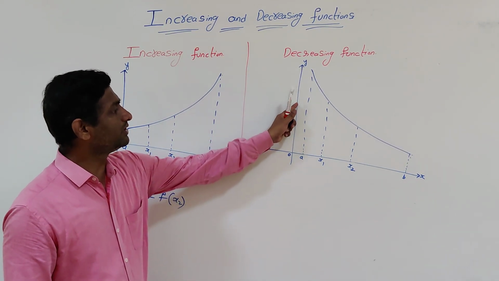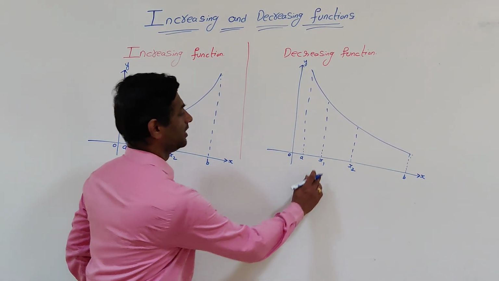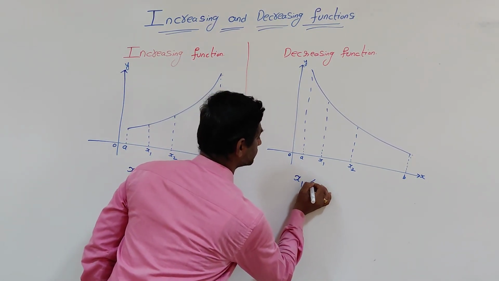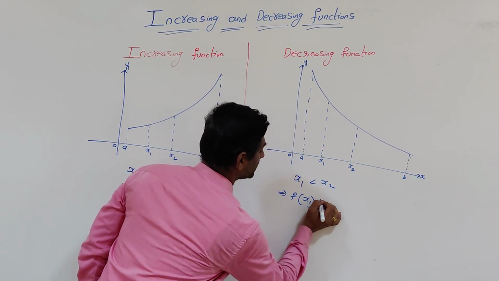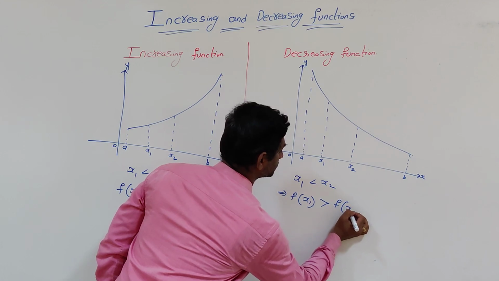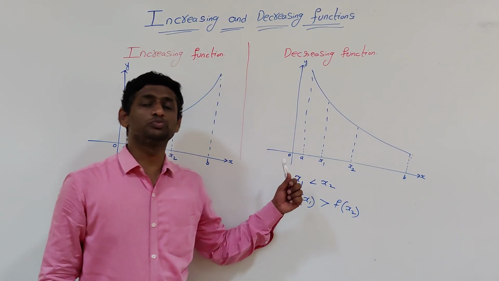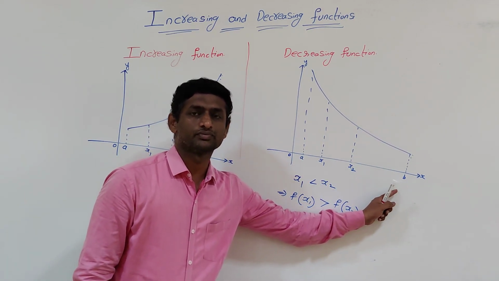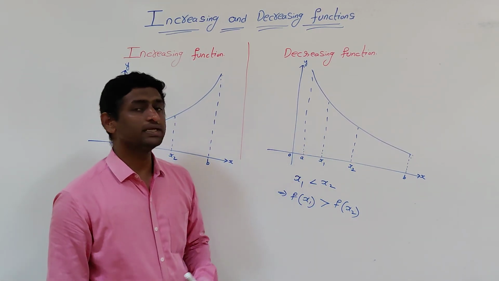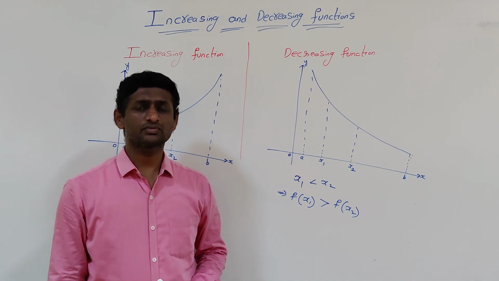Similarly, when we go for a decreasing function, if x1 is less than x2, it implies f of x1 should be greater than f of x2, and this condition should be true for all values which lie in between a and b. Then this function is said to be a strictly decreasing function.